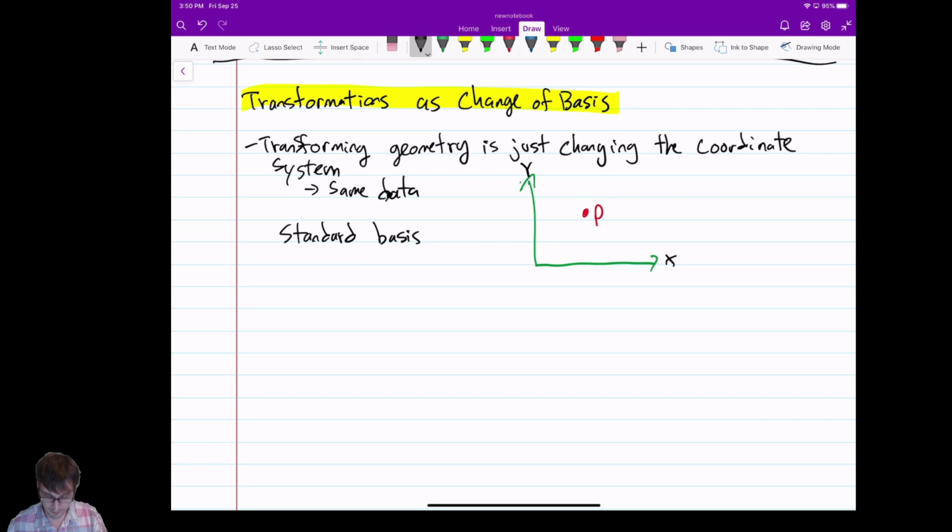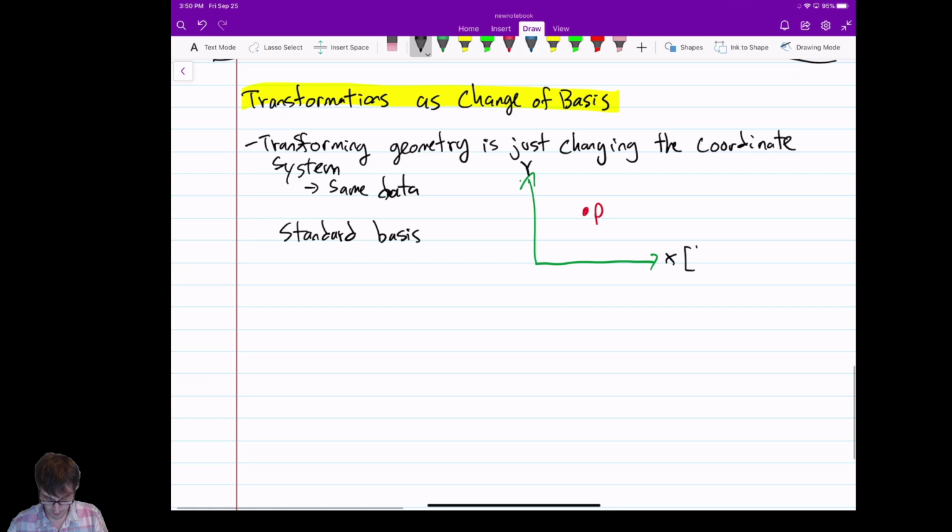But using the basis definition, I'm going to say, well, actually x has the following vector as the basis. X of 1, y of 0. Right there. That's the vector that defines the x. And then y will also have a vector that defines the y-axis. Okay? And that's going to just be x of 0, y of 1. So these are my two basis vectors. These two vectors define the coordinate system. Any point in my coordinate system I can define in terms of combinations of these two vectors.